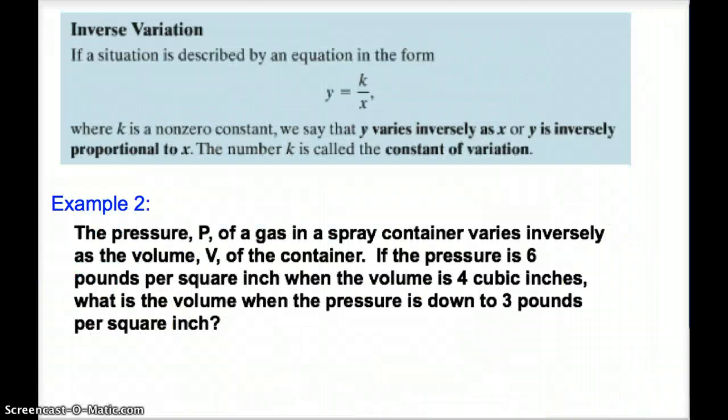So let's take a look at the next example. Inverse variation is described by an equation in the form y equals k over x. So this is a rational function, remember. It's going to have asymptotes, and it's going to have a limit, and so on. So when we have this, we have a similar language. Thankfully, it's similar, but it's going to have inversely instead of directly. And so when it's inversely, we know we're going to have to create a fraction, k over x. So once again, k is that number you're trying to find.